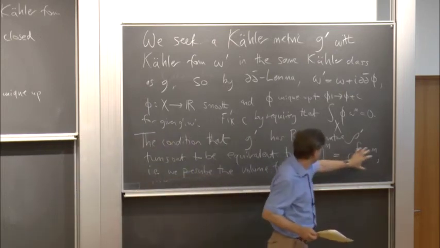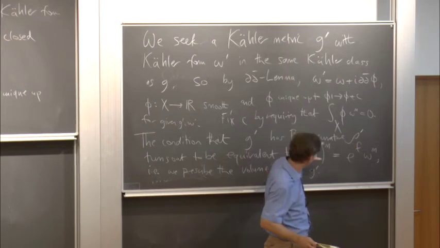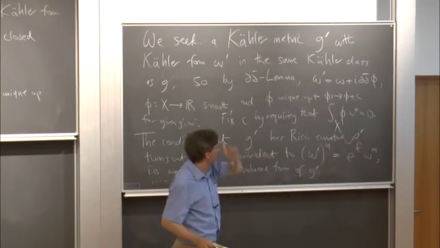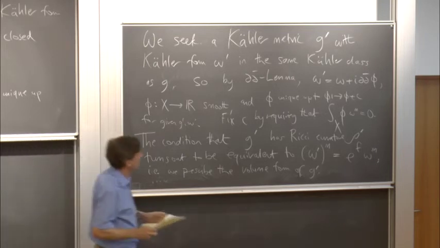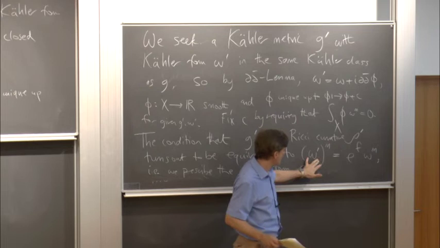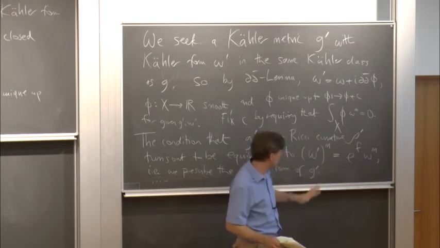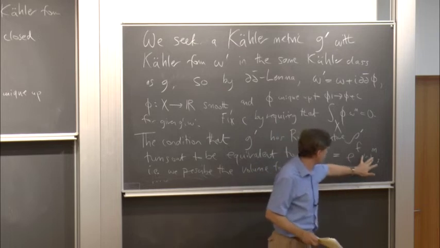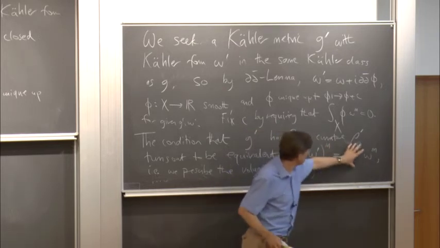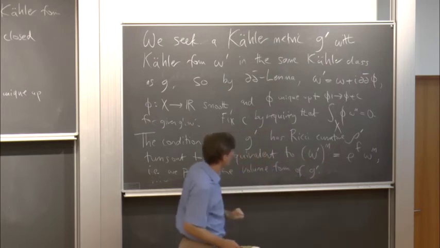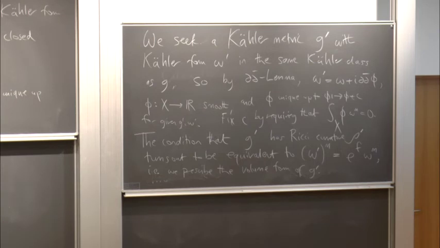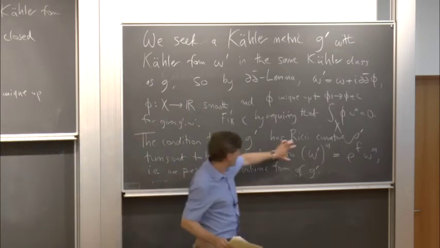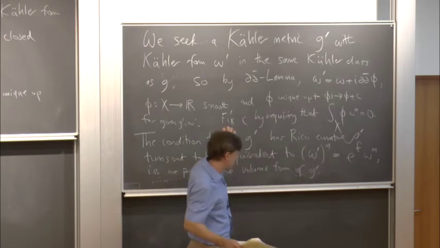The volume form of g prime is omega prime to the m divided by m factorial, which is that over m factorial. So you can now see why I ask for this to be true, because if omega prime and omega are in the same cohomology class, then omega prime to the m and omega to the m are in the same cohomology class, which means that the integral of these two forms have to be the same. So it's necessary that this equation should hold for that equation to hold with omega prime and omega being cohomologous.